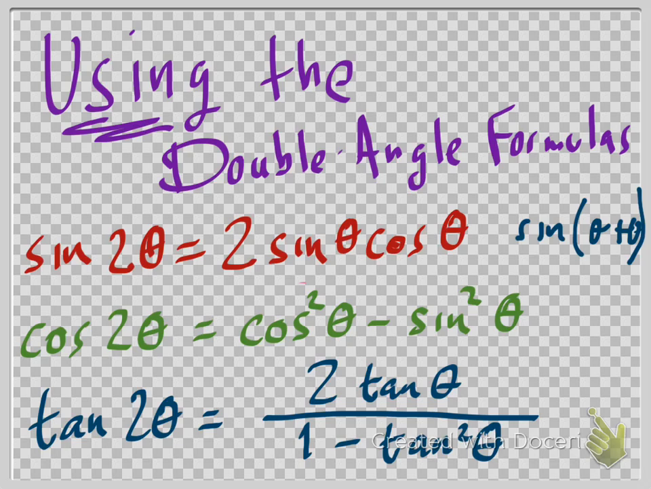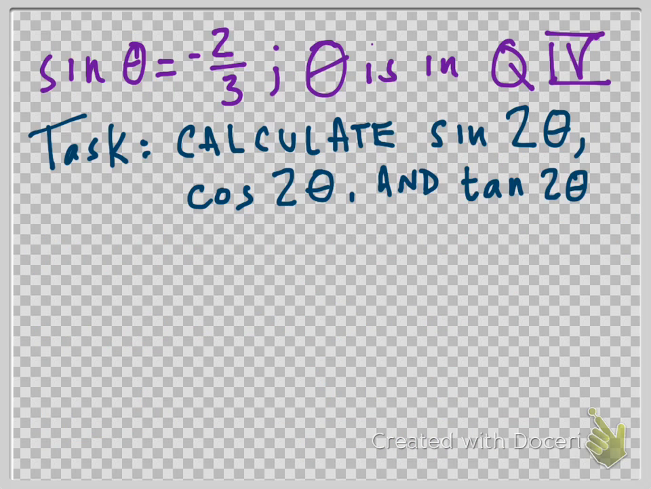All right, well, let's give an example similar to one that you'll see in your textbooks. Something like this. You're given some information about an angle and asked to perform a couple of tasks. In this case, the information you're given is that the sine of theta is negative 2/3 and that theta is in quadrant 4. Your job then is to calculate or evaluate the sine of 2 theta, cosine of 2 theta, and tangent of 2 theta.